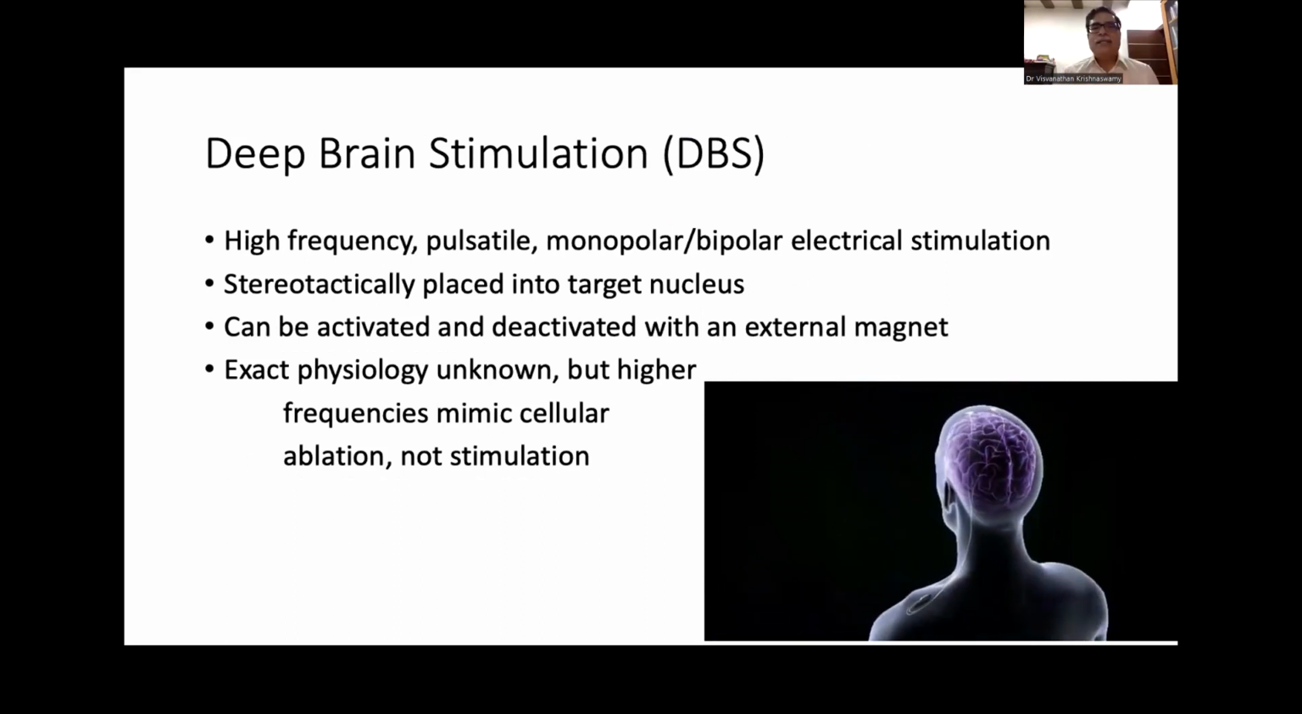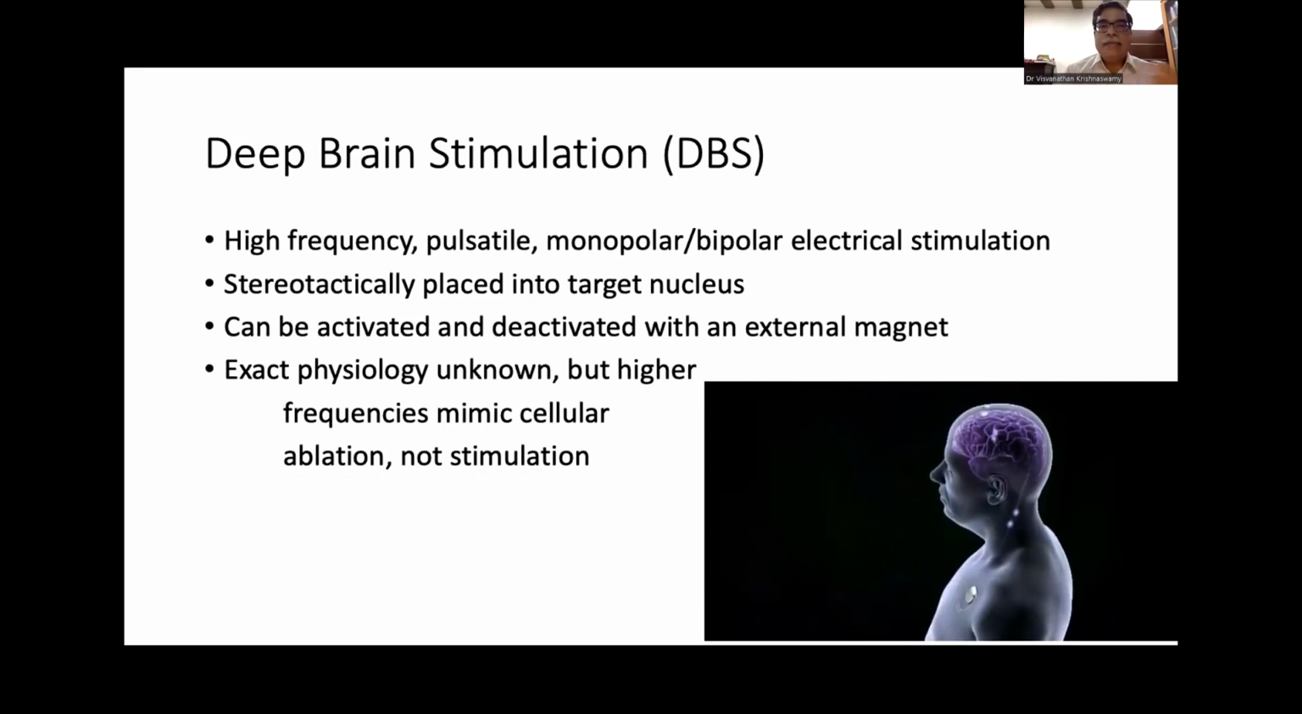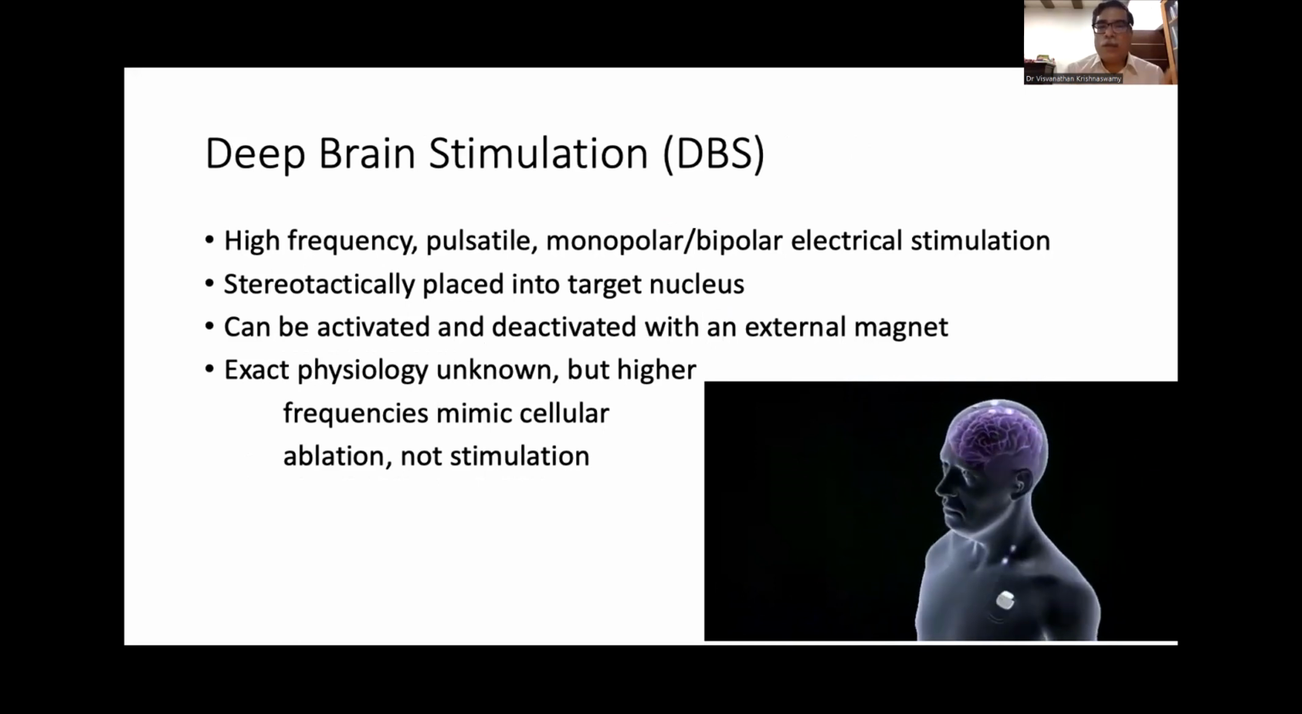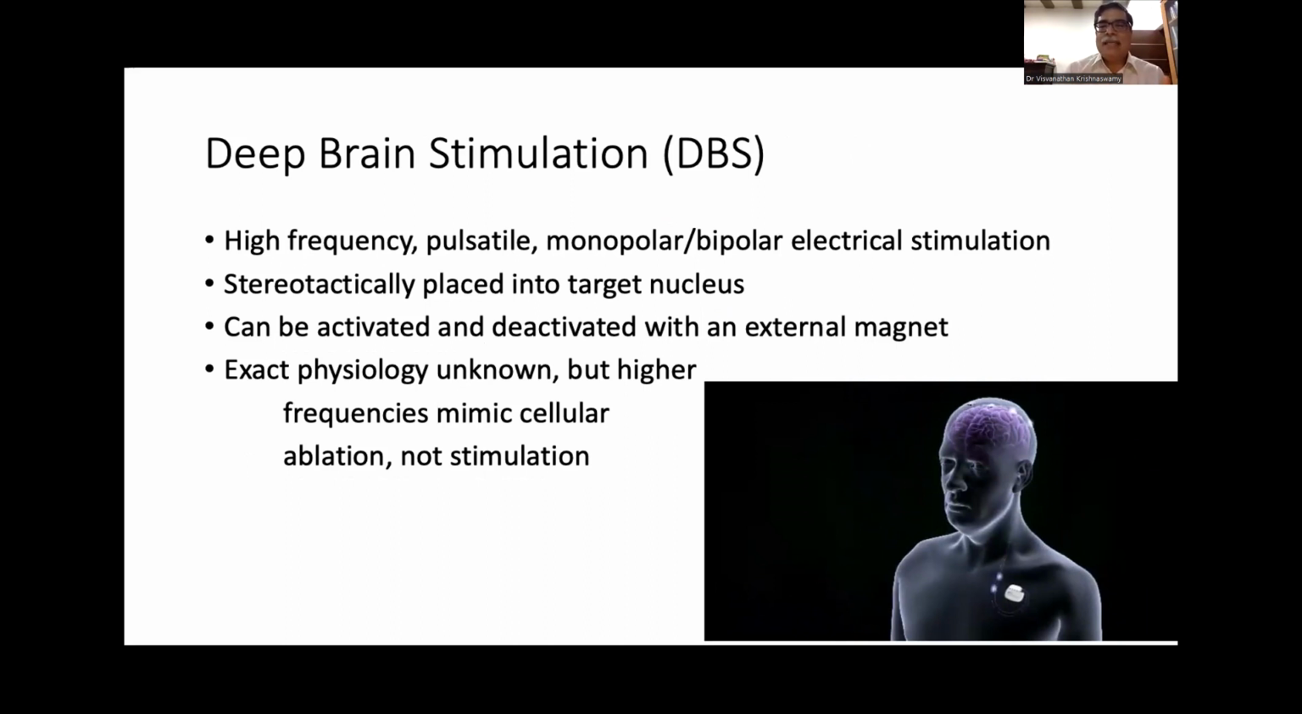To deep brain stimulation, what is it? It is a high-frequency, pulsatile, monopolar or bipolar electrical stimulation of a stereotactically placed electrode into a target, which is usually gray matter, a nucleus, sometimes white matter, especially in conditions like OCD. This can be programmed externally and the settings changed. How it works, we really don't know, but probably it mimics cellular ablation and not stimulation. However, to name a procedure as deep brain inhibition would probably not be popular, so DBS has stuck on.